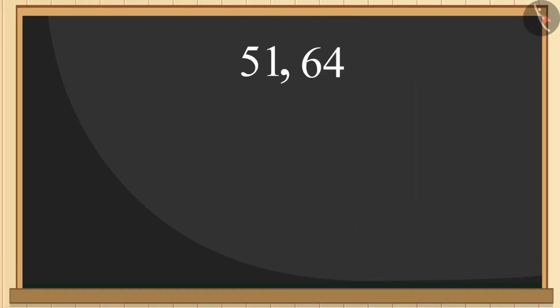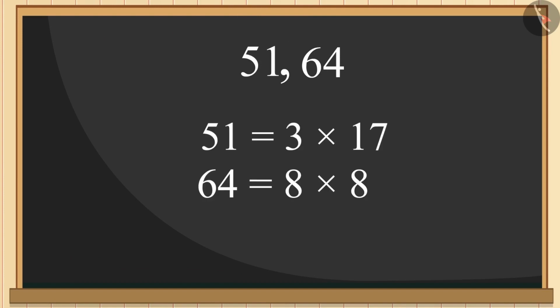Let us now examine these two remaining numbers. We can write the factors of both the numbers. Here, we can see that we can only write 64 as the square of a number. So, 64 is a perfect square.